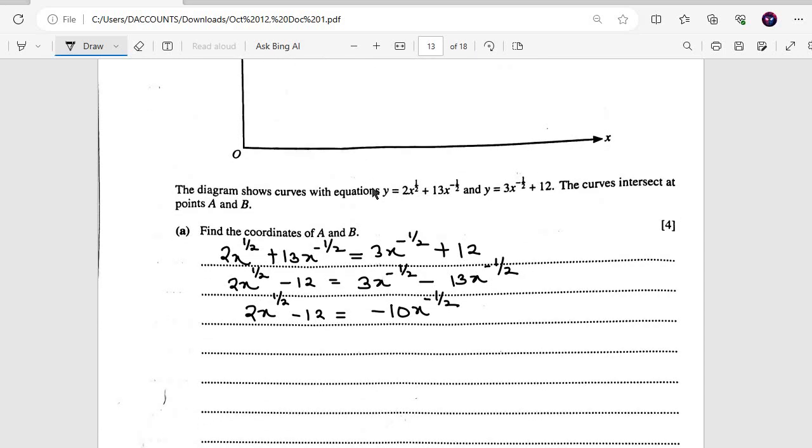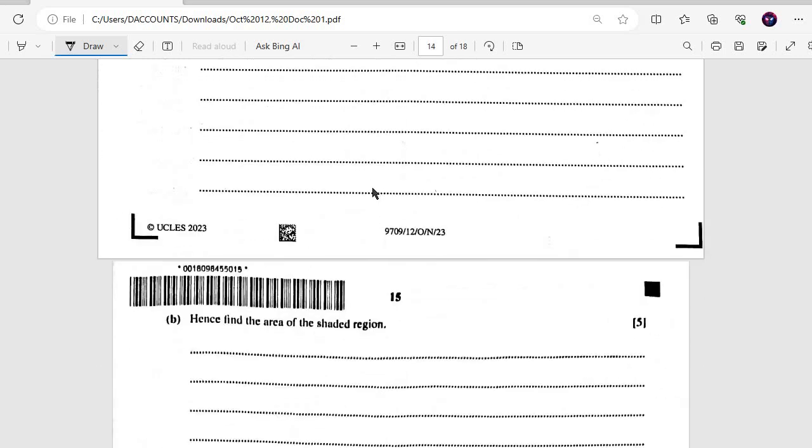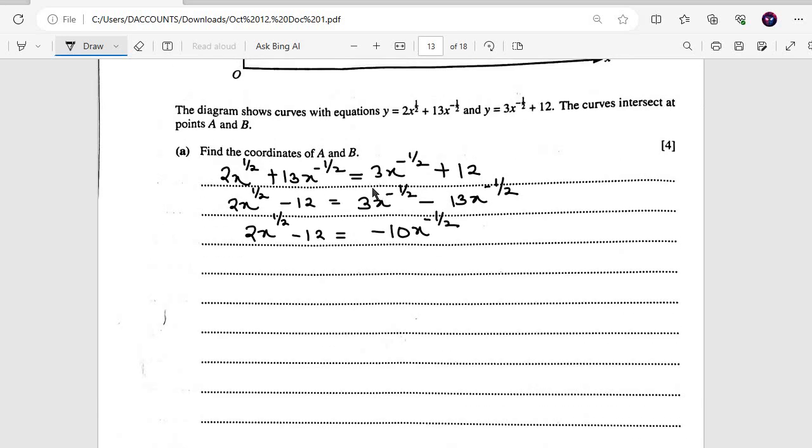So let's rearrange. Or what do you think I should do? Okay, now to make the work easier, something just came across my mind. Let me check this space. To make the work easier, this is 2x raised to the power half minus 12 equal to minus 10 over x raised to the power half.